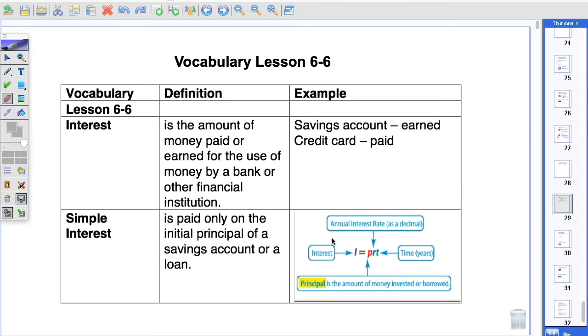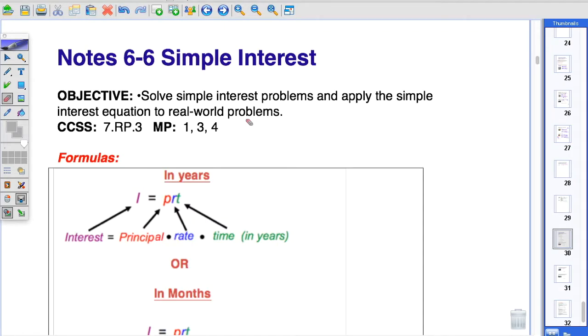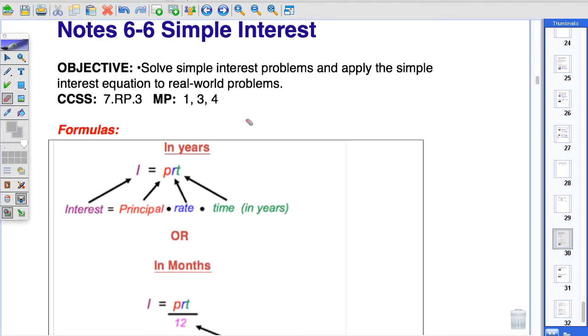Simple interest is paid only on the initial principal of a savings account or a loan. So my example is the formula for finding interest. Your interest is equal to your principal times your rate times your time in years. Note 6.6 on simple interest. We're going to solve simple interest problems and apply the simple interest equation to real-world problems.